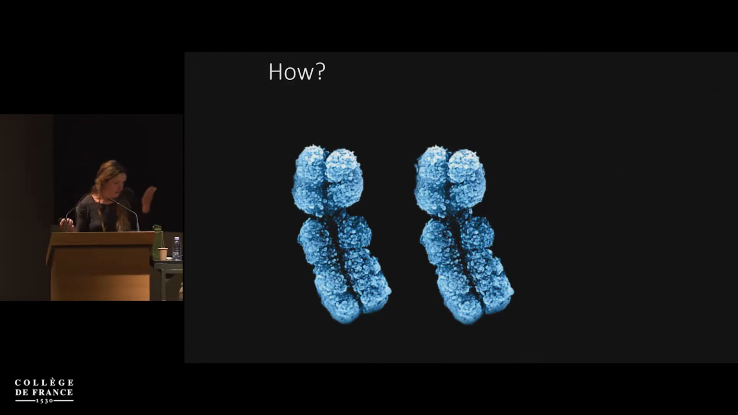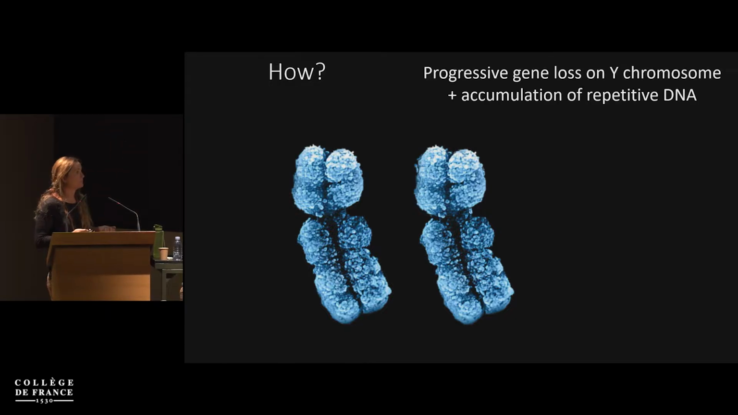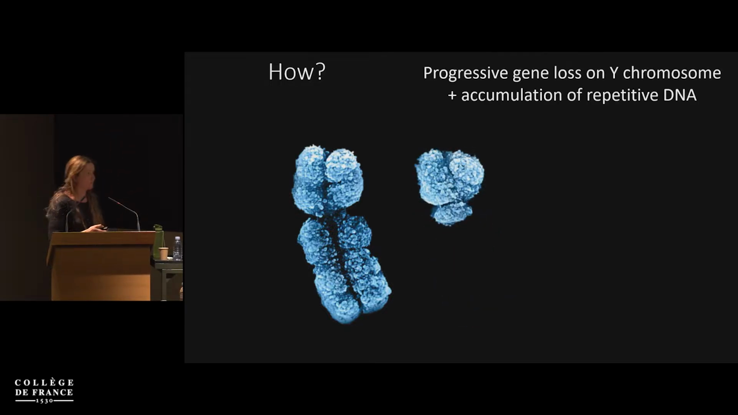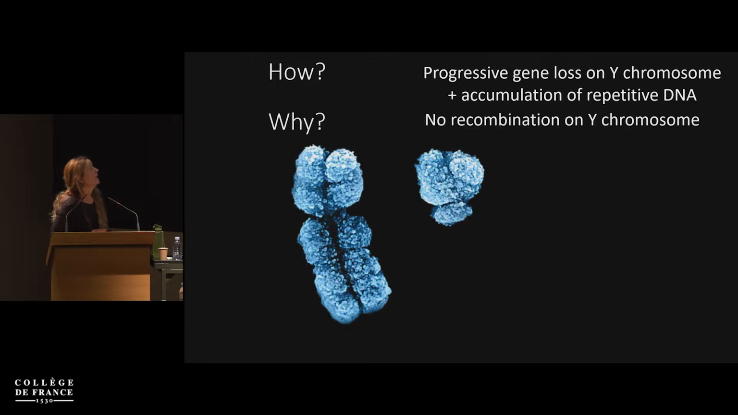We know a lot about how sex chromosomes have evolved, so we know that sex chromosome differentiation is mainly driven by a progressive loss of genes on the Y chromosome, and simultaneously Y chromosomes accumulate repetitive DNA. And we also know that one of the main reasons why sex chromosomes differentiate is because there's a lack of recombination between the X and the Y chromosome, which allows them to evolve independently.